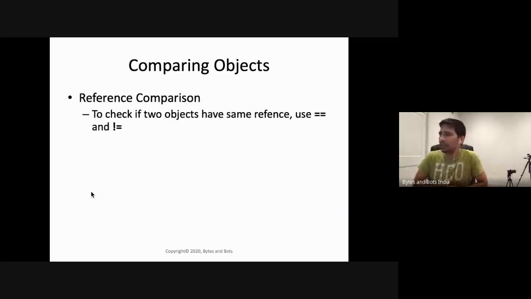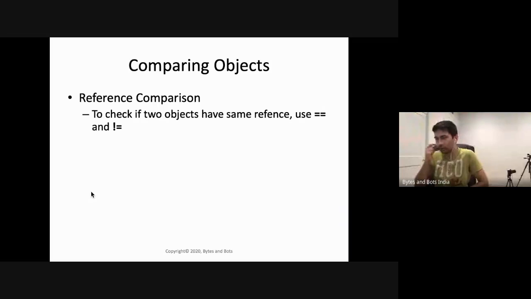So we have been around this topic a few times already, especially during the strings object sessions. There are three ways to compare objects. One is reference comparison, which is to check if two objects have the same reference, which means do two objects point to the same memory location? If you want to check that, then you'll use a double equal to or not equal to.